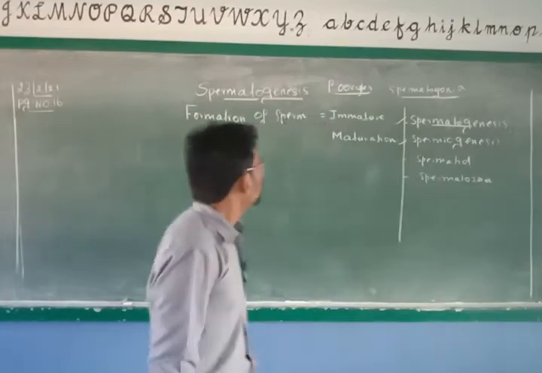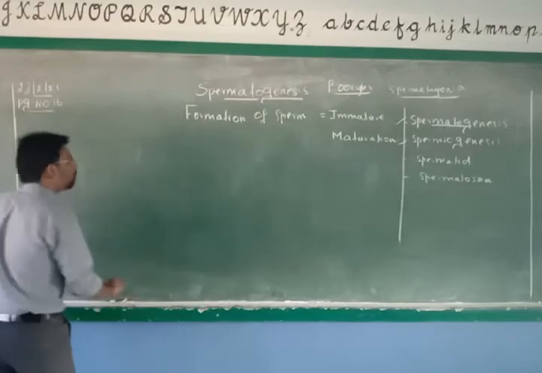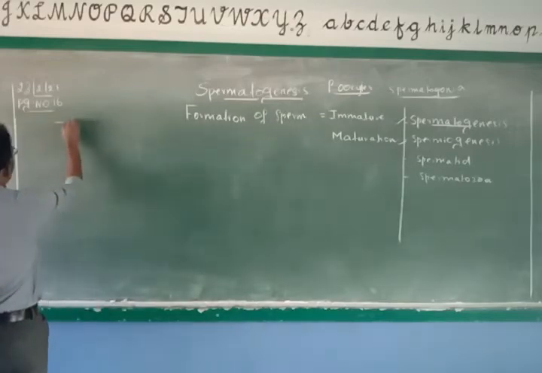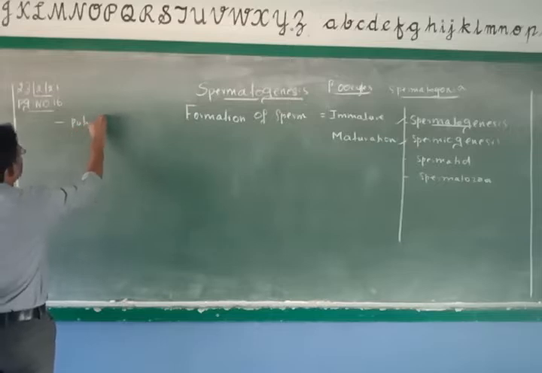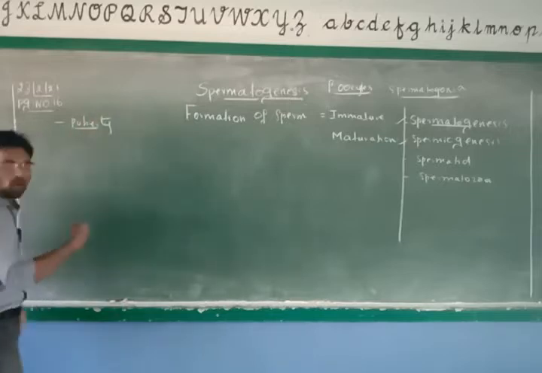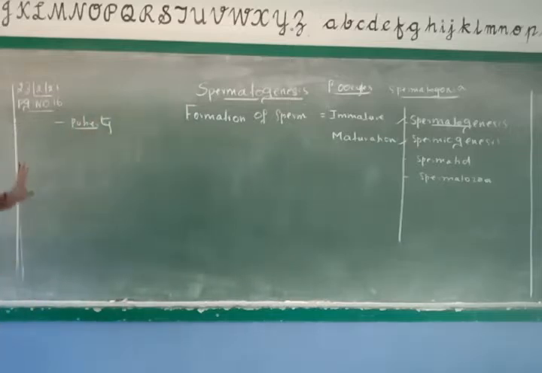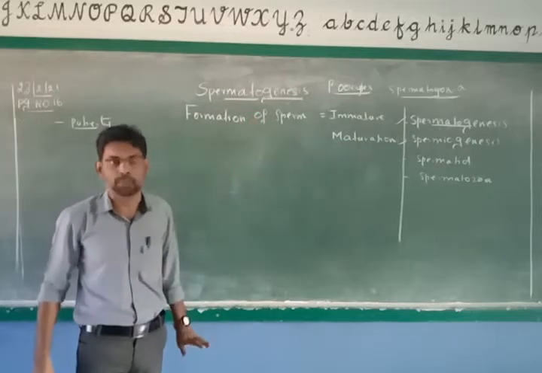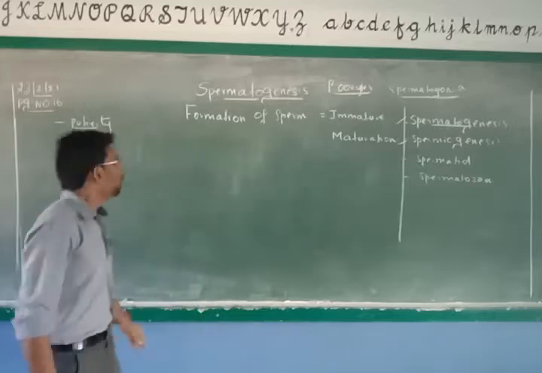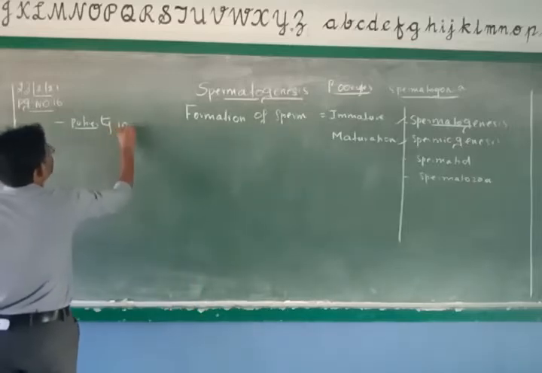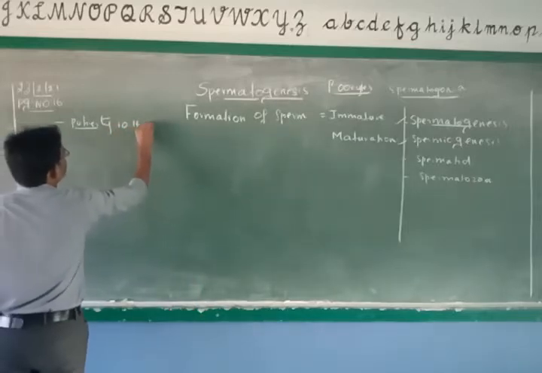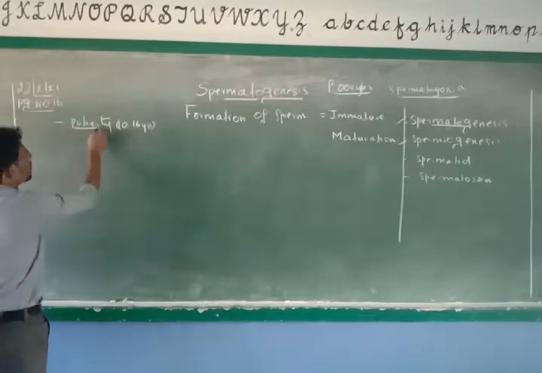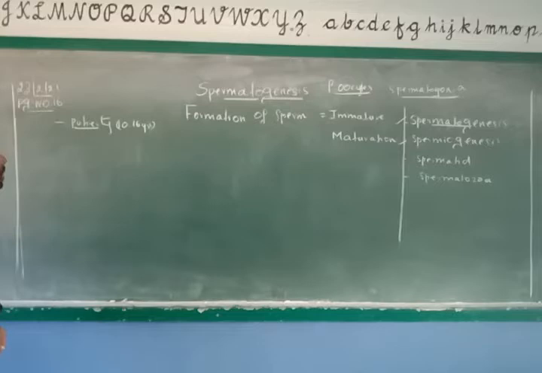Now, in human male, spermatogenesis starts only at the time of puberty. No before, no after, nothing. So at the time of puberty only, the spermatogenesis process takes place, the formation of sperm cells, and that too from 10 to 16 years. Clear? Now, this spermatogenesis takes place in puberty.